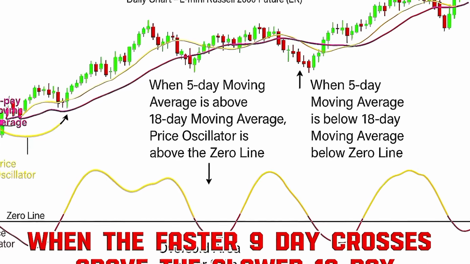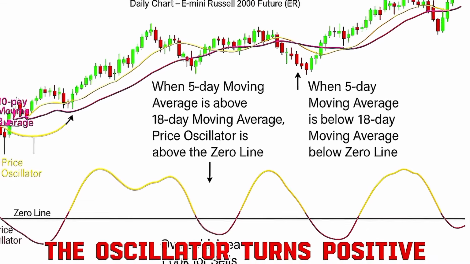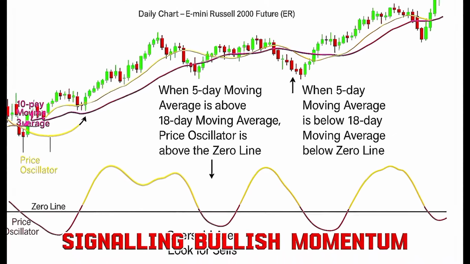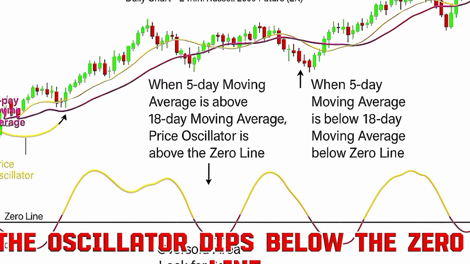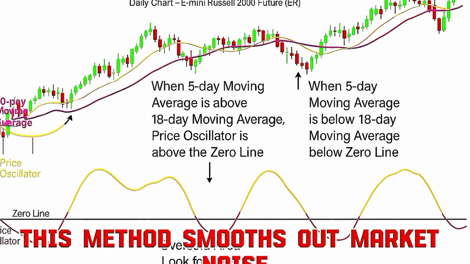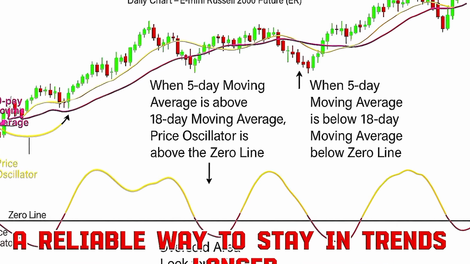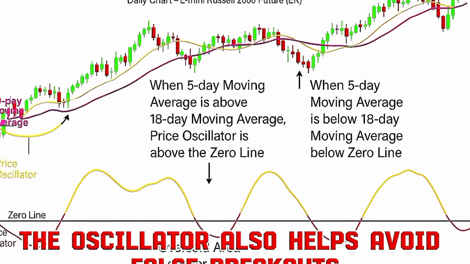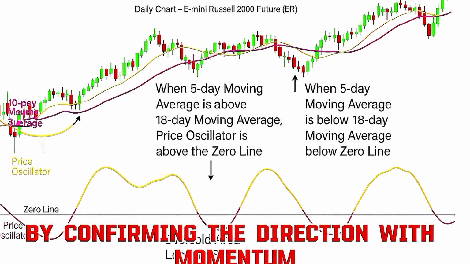When the faster 9-day crosses above the slower 18-day, the oscillator turns positive, signaling bullish momentum. When it crosses below, the oscillator dips below the zero line, suggesting bearish pressure. This method smooths out market noise and gives swing traders a reliable way to stay in trends longer. The oscillator also helps avoid false breakouts by confirming the direction with momentum.